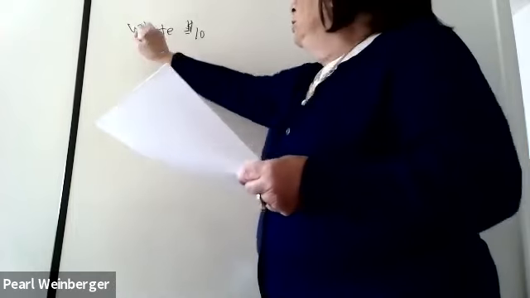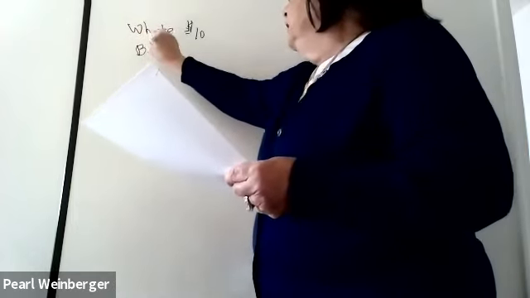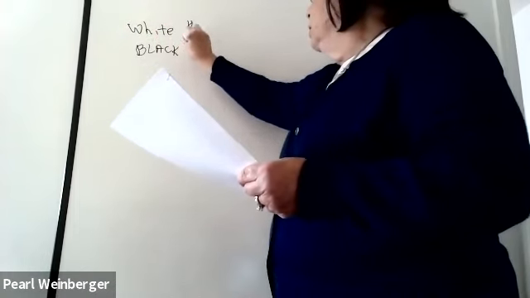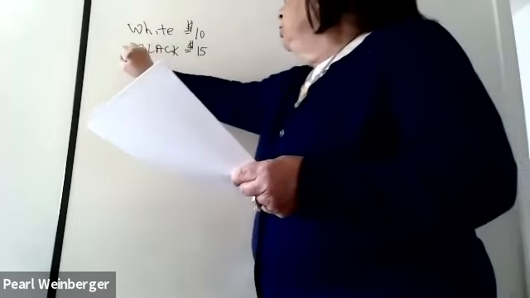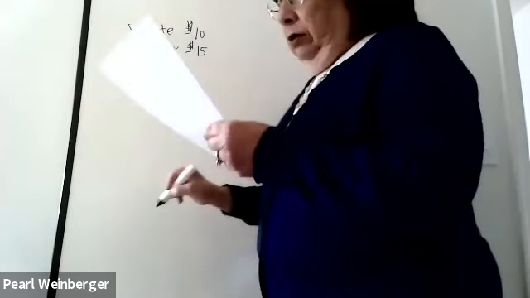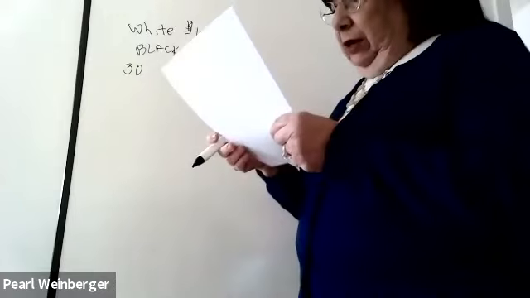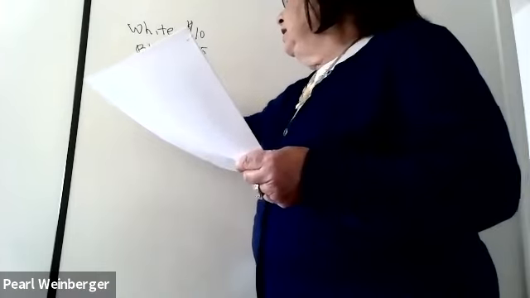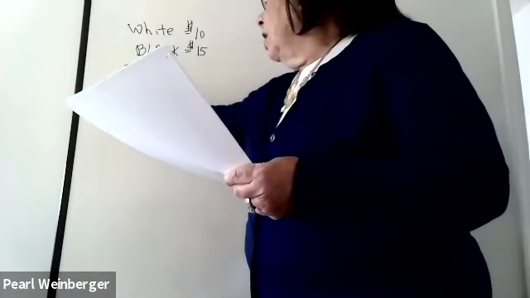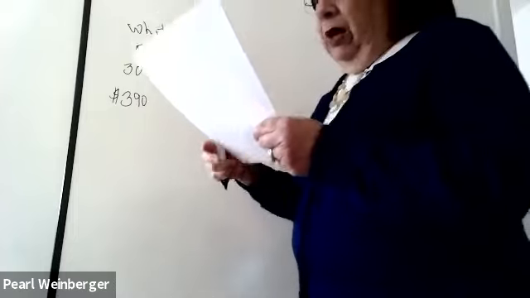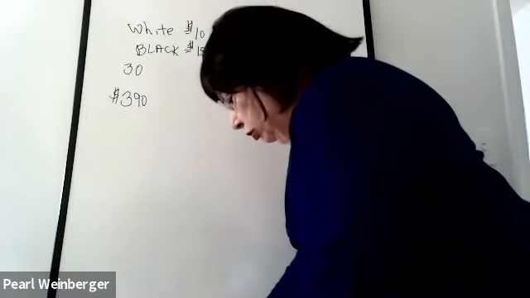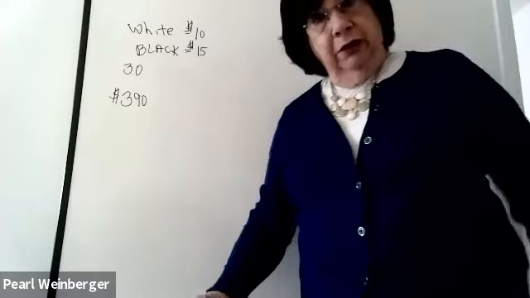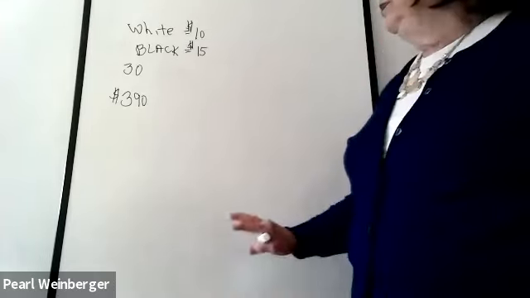And the black ones cost $15 each. Now remember, he sold a total of 30. Those are black and white all together. And he received a total of $390. And we want to know how many black shirts he sold. Not asking us to find out both of them, it just wants to know how many black shirts were sold.